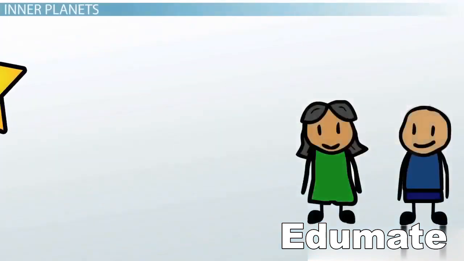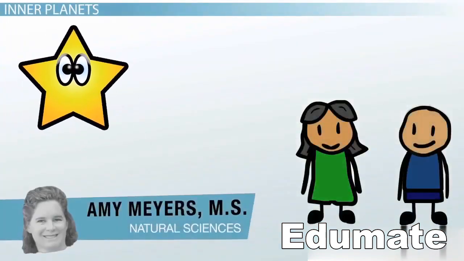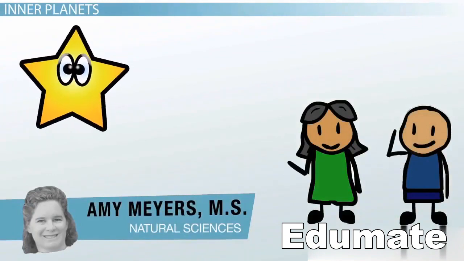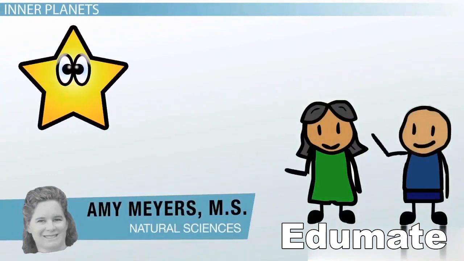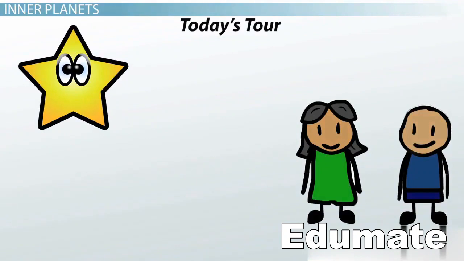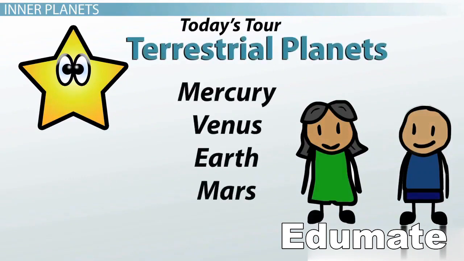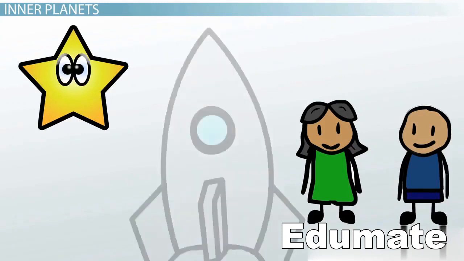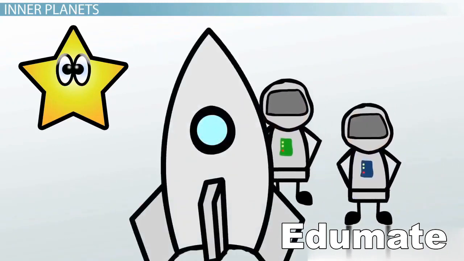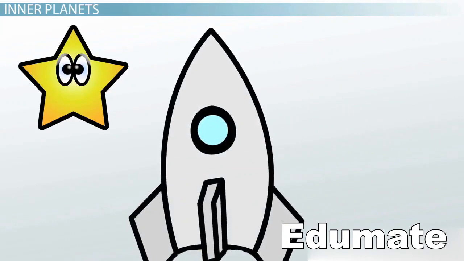Hello everyone. I'm your tour guide, Star. Welcome to Out of This World Tours. Today's unique tour of the solar system includes breathtaking views of the 4 inner planets, commonly called the terrestrial planets: Mercury, Venus, Earth, and Mars. So hop on board my ship and come with me for a ride.